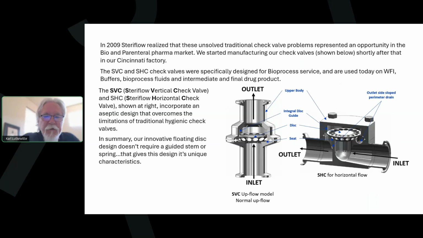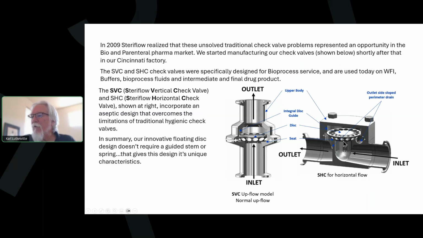And you can see the different components. You've got a disc here sitting on a sloped seat. The same thing on the horizontal. This disc is sitting on a sloped seat underneath here. For the SVC upflow model, with normal flow in the upward direction, when the pressure from the flow exceeds the weight of the disc, it opens and travels up through the integral disc guide, which is part of the upper body, and it just slides up. Flow goes around the disc through the holes and downstream. Very simple, elegant operation, no springs. And the same thing occurs on the SHC.